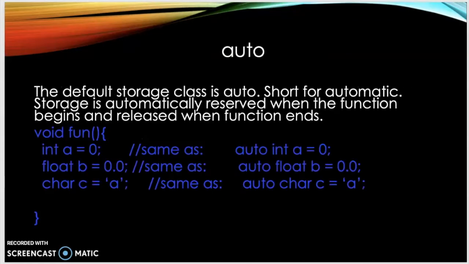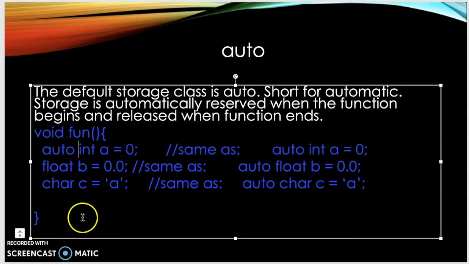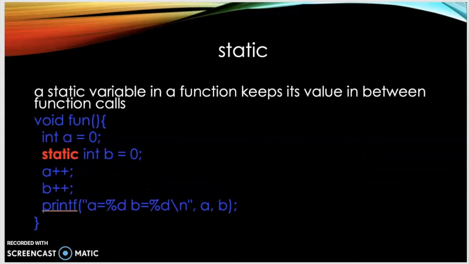Almost all of the examples I've shown so far have been the storage class auto, which is short for automatic storage. Automatic storage is automatically reserved when the function begins and it's released when the function ends. So in this little example fun, I've got 3 variables A, B, and C. All 3 variables are using automatic storage, you could say auto for short. Even though I didn't put it here, I have a little comment saying that int a is equal to 0 is exactly the same thing as saying auto int a is equal to 0.